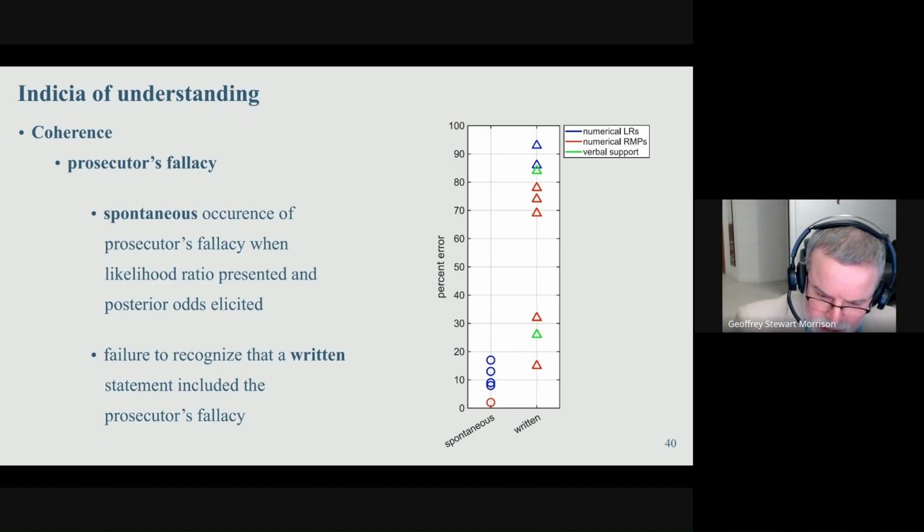If you're interested in the ones at the bottom that are better, the lowest one was actually the mixture of forensic practitioners and lawyers, and this red one up here was forensic science students.